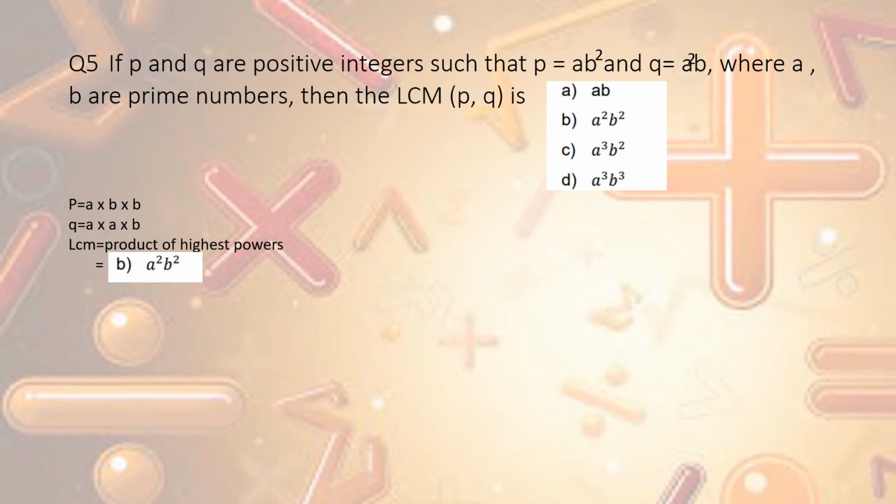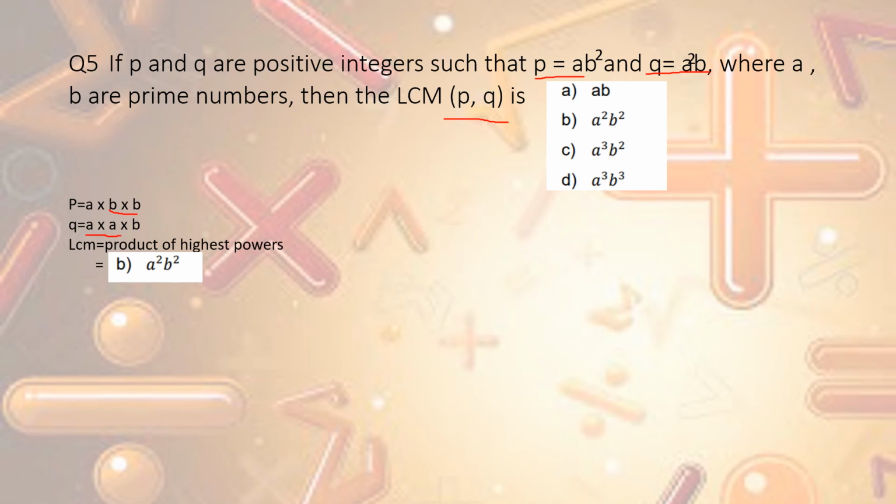The last question is, P and Q are positive integers such that P is equal to AB square and Q is equal to A square B, where A and B are prime numbers. Then what will be the LCM of P and Q? So LCM can be written as, LCM is nothing but the product of highest powers. Here we can observe that the power of B is 2 here and the power of A is 2 here in Q.